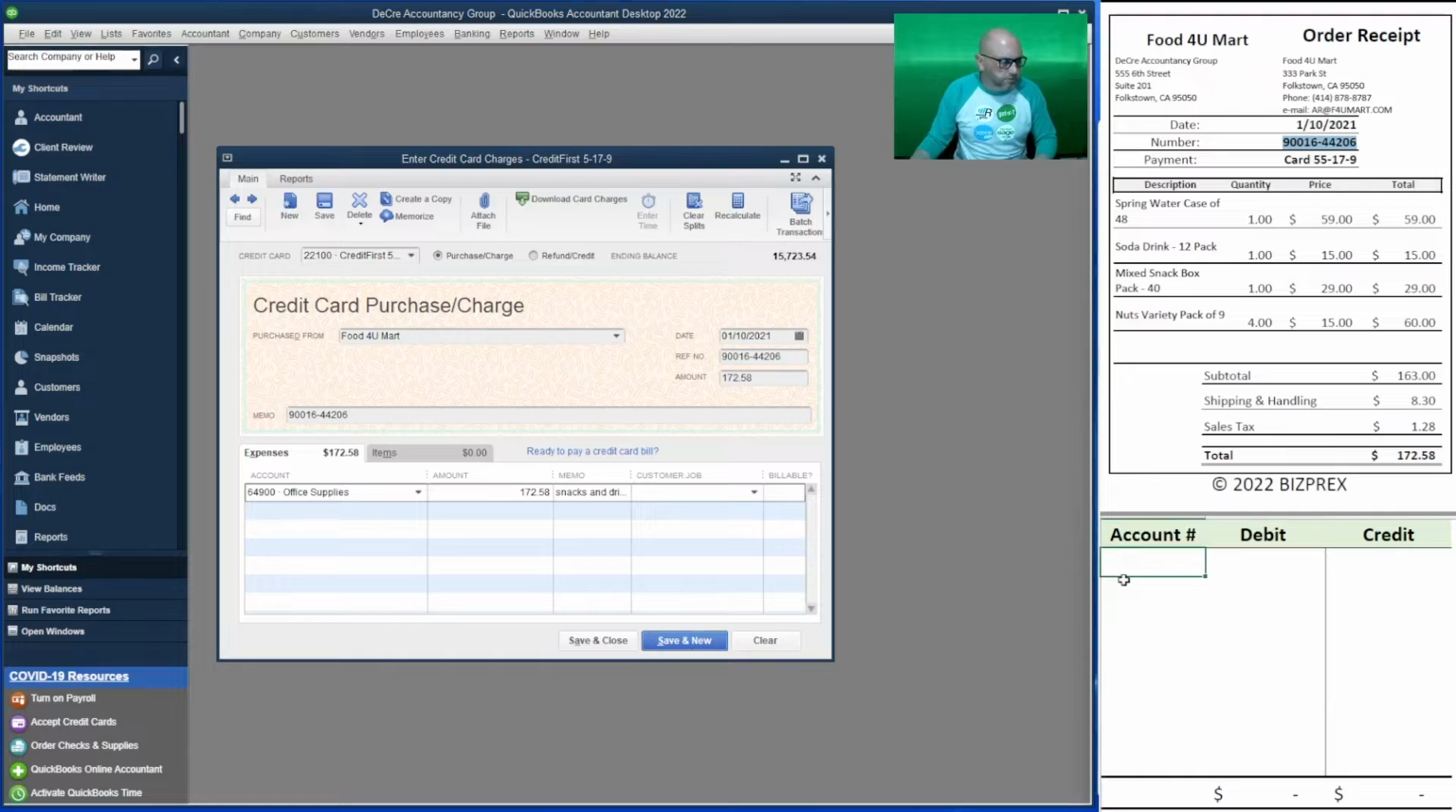Oh, debits and credits. Before we do, how did we buy these items? We bought it with debt. So credit card is a liability. Liabilities go up when credited. And office supplies is an expense. Expenses go up when debited. Again, debits and credits have to equal each other in double entry accounting, and they do. Isn't that awesome? Here it is. All right. So let's go ahead and book it. Save and new.